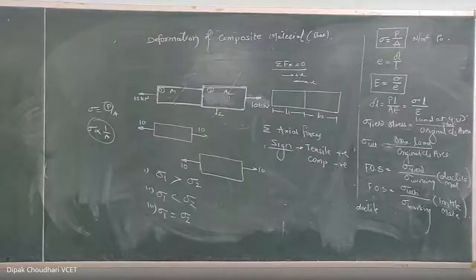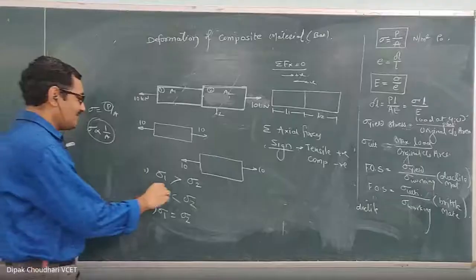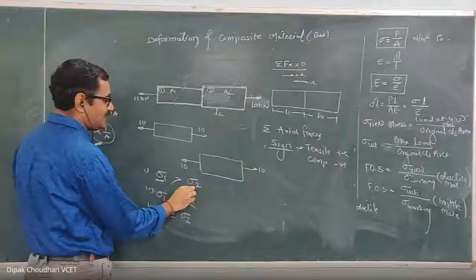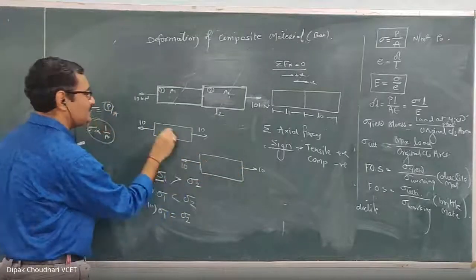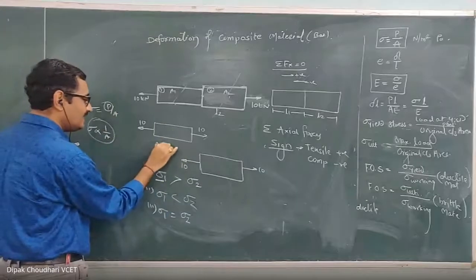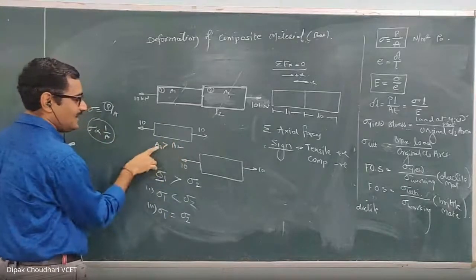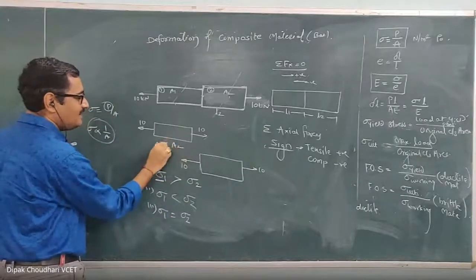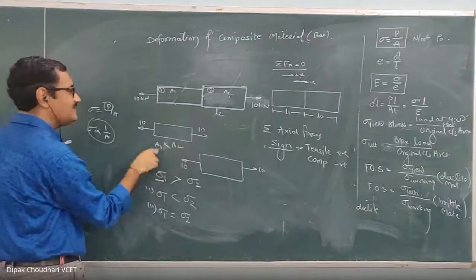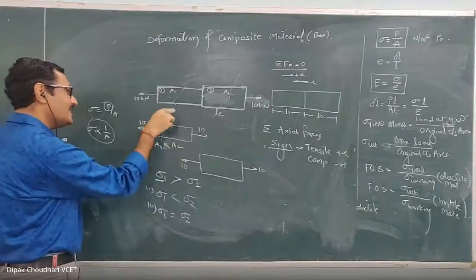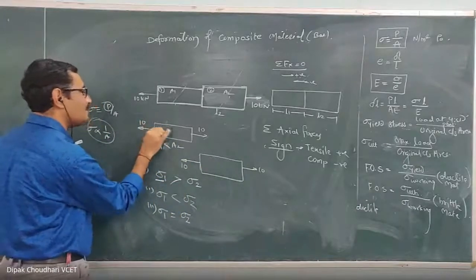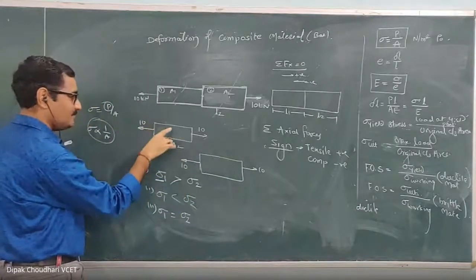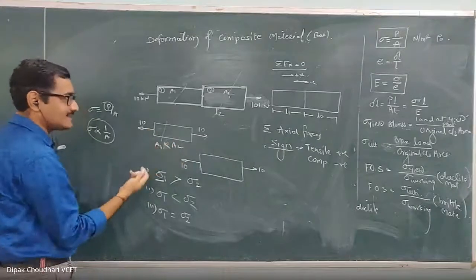Sigma 1 is greater than sigma 2, sir. Yes, very good. Sigma 1 is greater than sigma 2 because the axial force is the same and A1 is less than A2. Since this cross-sectional area is less and both are subjected to the same axial force, the maximum stress will be induced in part 1 because its area is less.